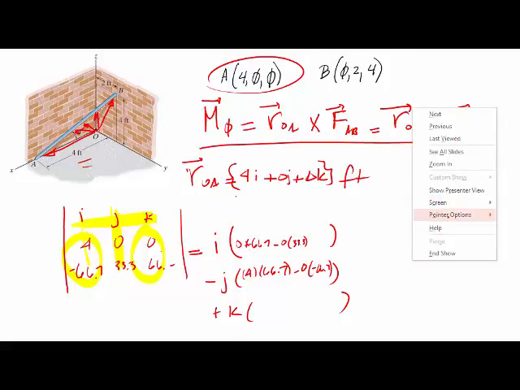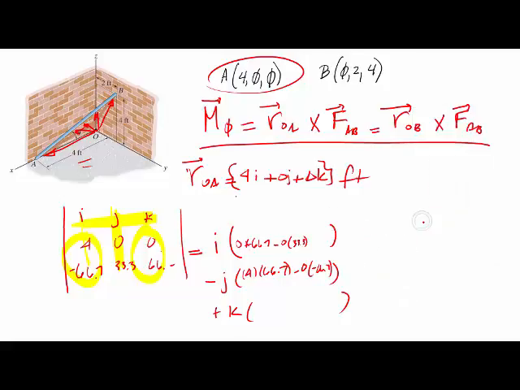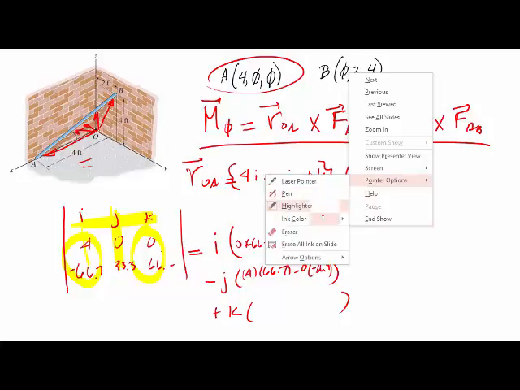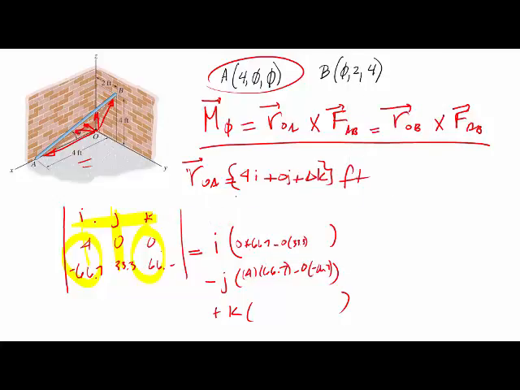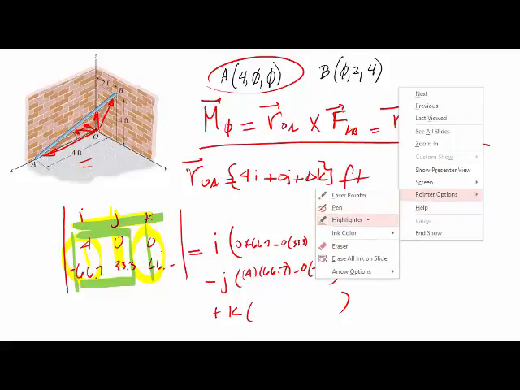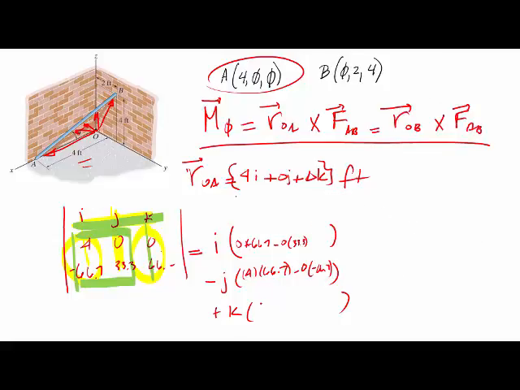Okay, now, I guess I need to change the color of the highlighter. Let me put it in green. So then finally for K, this is what I have. So it would be what? 4 times 33.3 minus 0 minus 66.7.